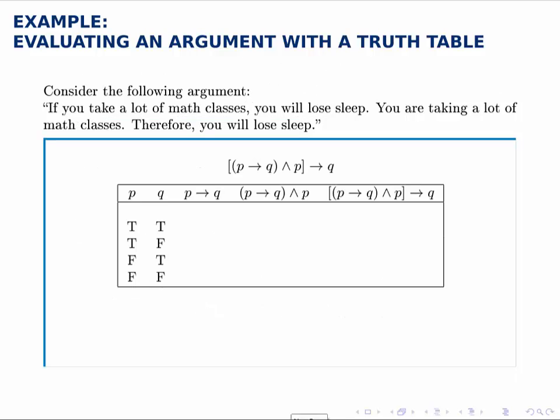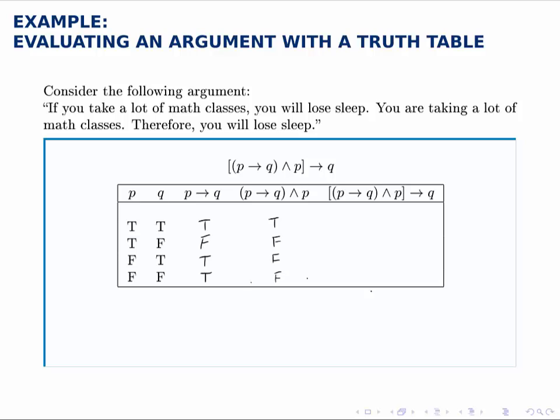So we draw a truth table for that argument. Notice that we need columns for each of those pieces, and we'll build up to this final argument. So first, we have P and Q. We'll build the column for P implies Q, which is true except in the case where P is true and Q is false, which is that second row. True otherwise. Then P implies Q and P is the first and third columns combined with and, so it's true when both are true and false otherwise.